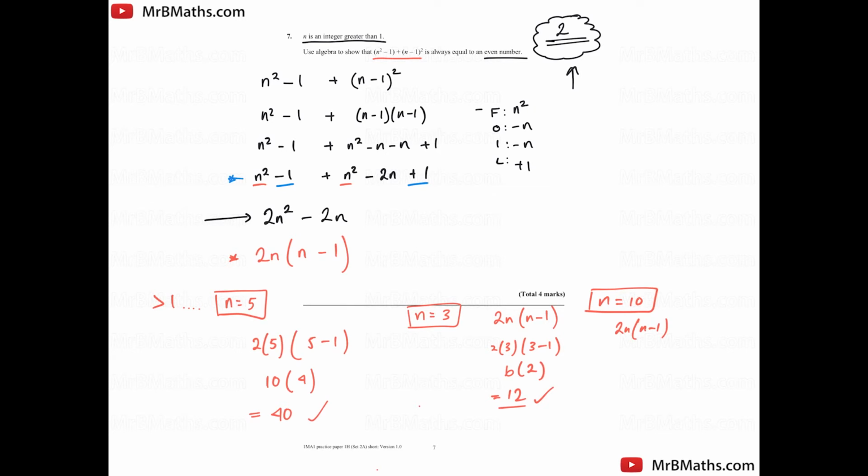So back to this, we've got 2, open bracket 10, 10 minus 1, which gives us 20, open bracket 9, because 10 take away 1 is 9, and 20 times 9 is 18, and there's a 0, so 180. So again, all of these numbers here are even.